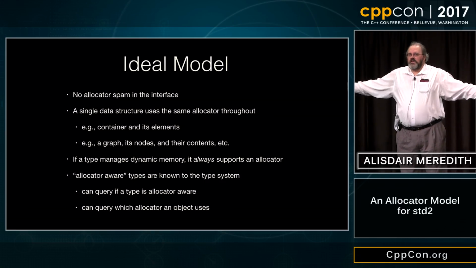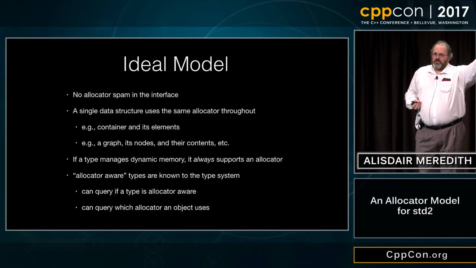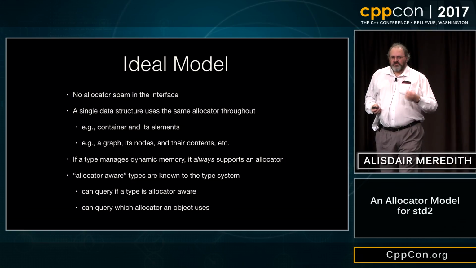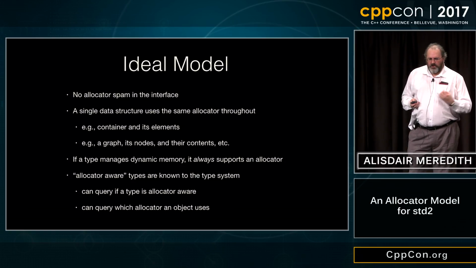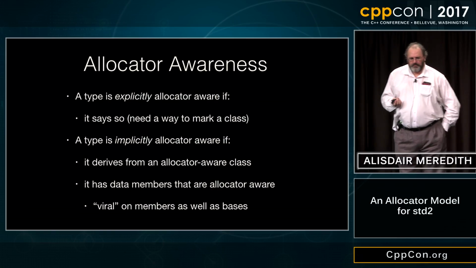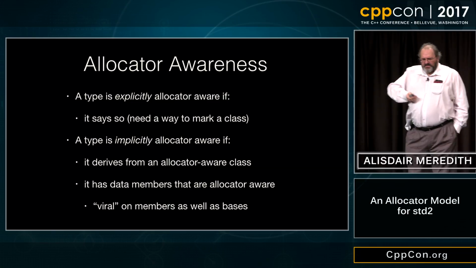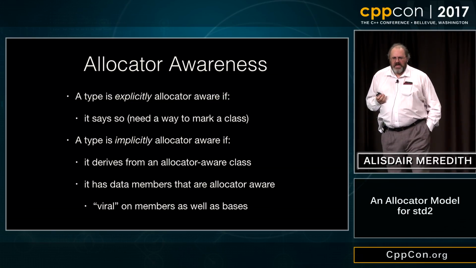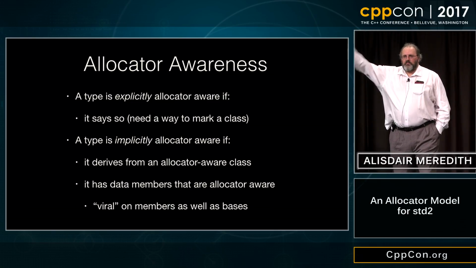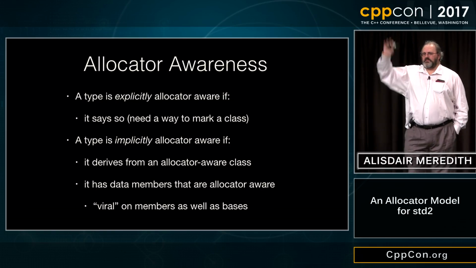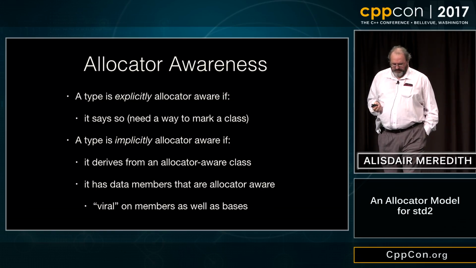So I know if I'm plugging it in at one end of the system, it will be used all the way through. And we're going to introduce the notion of allocator aware types that are known in a special way to the type system. So in the proposal I'm going to come up with, a type is explicitly allocator aware if we mark it in a way that says this type is allocator aware. And that's going to mean something special that we're going to talk about quickly.